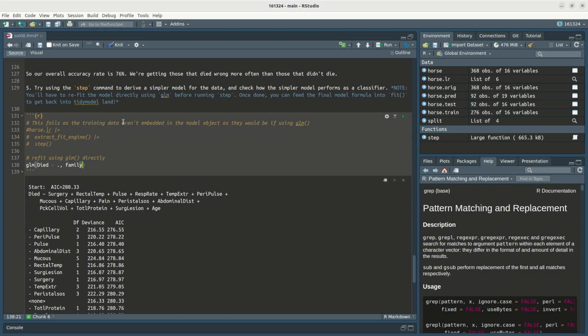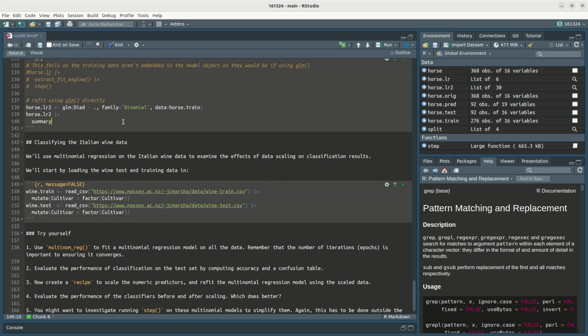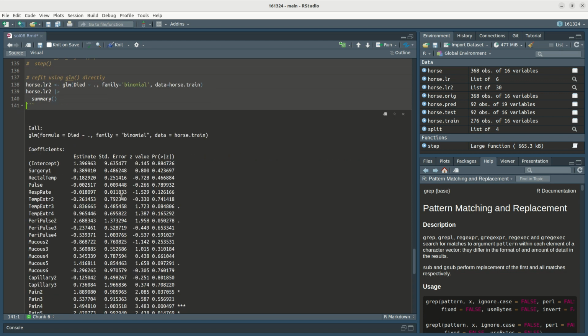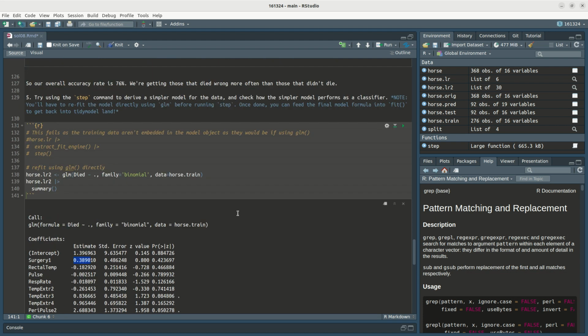Okay, so we'd have to go family equals binomial, and then data equals our training data. So we should get the same model. This is going to be horse.lr2. If we do a summary on that, we should get the same numbers, right? These are the same numbers that we had before. Everything's exactly the same, but now we can use step.